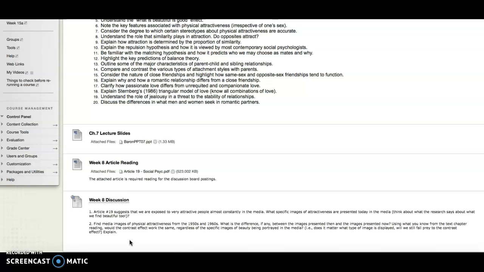So the second part of the discussion is asking you to find media images of physical attractiveness from the 50s and the 60s, and then talk about the differences, if any, between those images and the images now that we think of as physically attractive. And you want to use what you know from the text chapter, from the reading. You want to talk about the contrast effect.